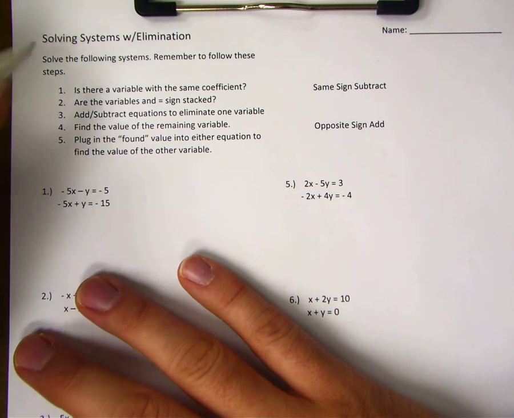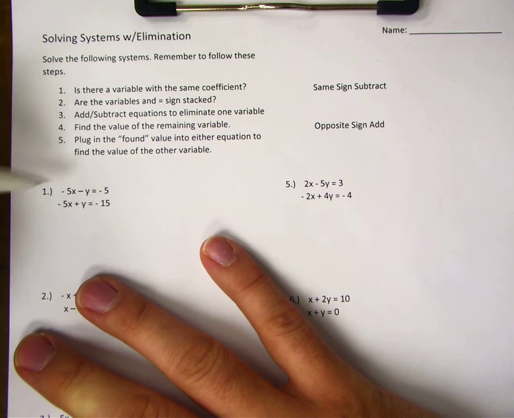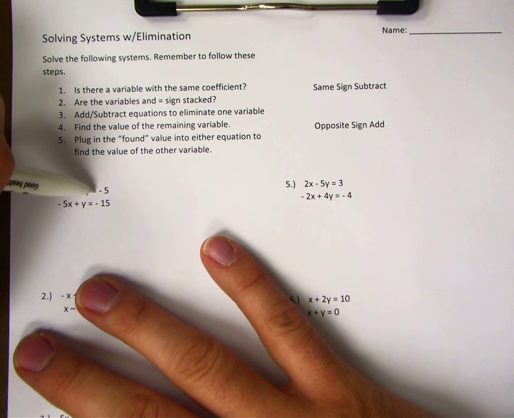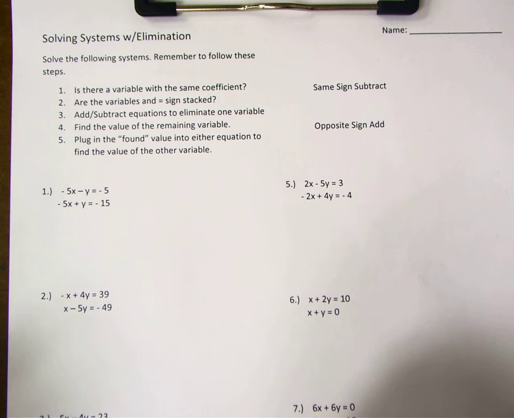All right. The next thing you want to do is ask, are the variables and the equal signs stacked? So they are stacked. The x's are on top of each other, y's are on top of each other, the equal signs are on top of each other. Everything has to line up when you're doing elimination. And if it's not lined up, then you'd have to either manipulate it to make it line up, or you could do substitution or graphing.